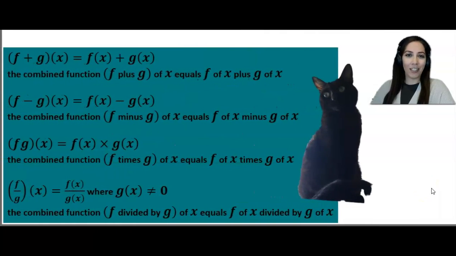Chloe is here with her latest cheat sheet notes. She wants you to know when you have the combined function of f plus g of x, it equals f of x plus g of x. If you have the combined function of f minus g of x, it equals f of x minus g of x. If you have the combined function of f times g of x, it equals f of x times g of x. And if you have the combined function of f divided by g of x, it equals f of x divided by g of x, where g of x cannot equal 0.